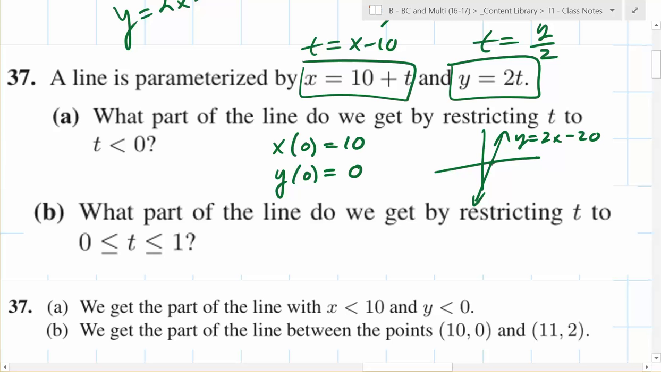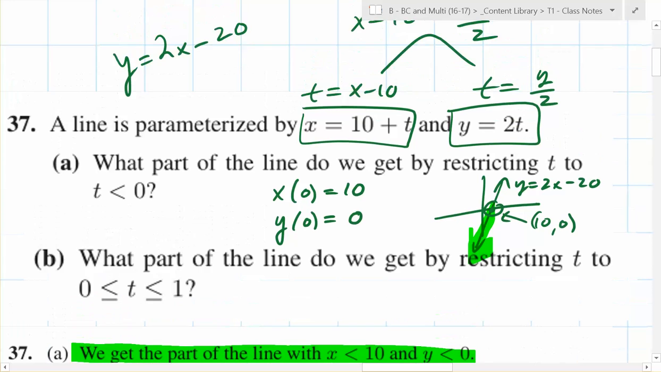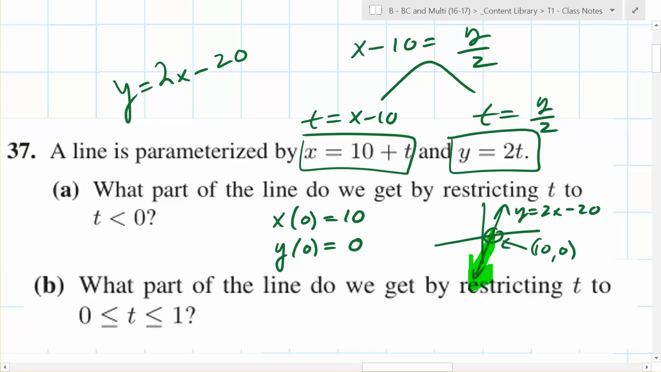So what point is this right here? 10, 0, right? That should be 10, 0, because that's the point. So what part of the line are we talking about? Left of 10, so below. It's all the points below the x-axis. You can describe it. Look what it says. We get all the points with the line. It just describes it explicitly right there. That's it.